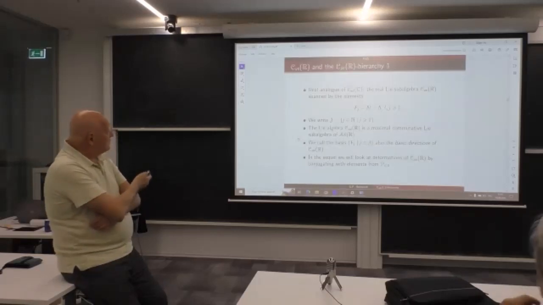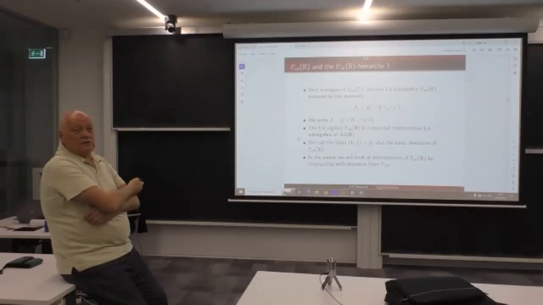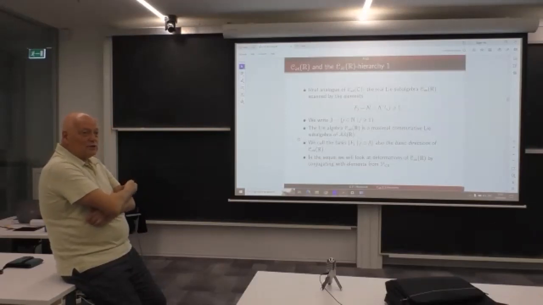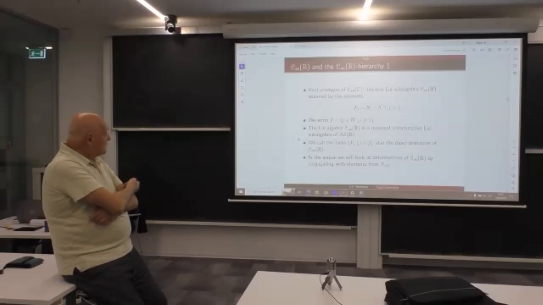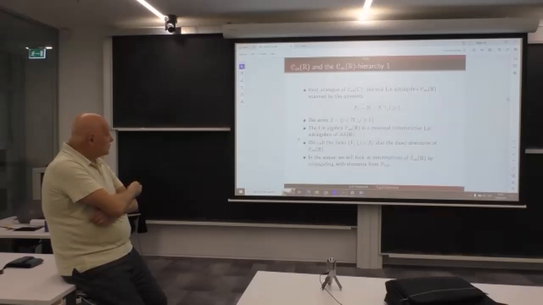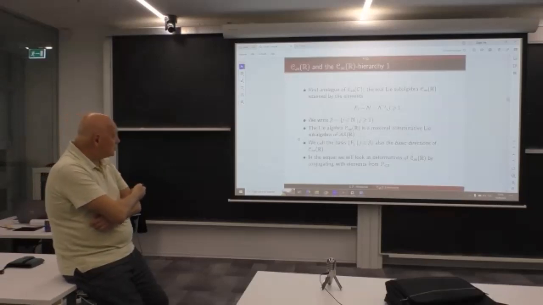Now, we have the same in the case of the real algebra. Then we only have the matrices that we had before, but we miss all the imaginary matrices. And script J is the index set of this basis. And that's also a maximal commutative algebra of the anti-symmetric matrices with coefficients from R.